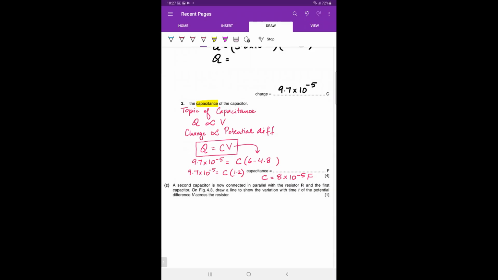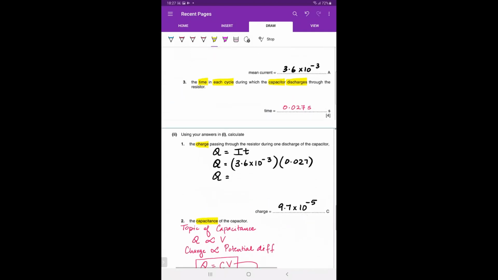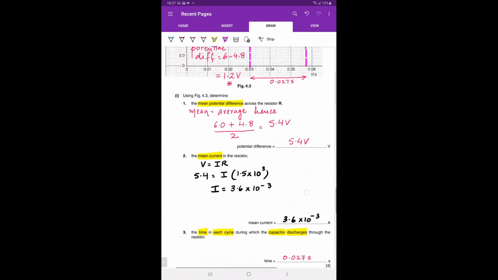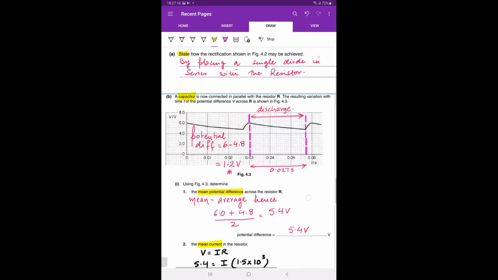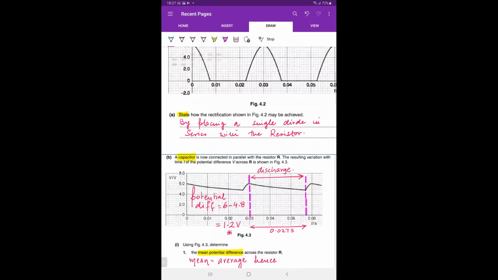ओके, सी पार्ट के अंदर a second capacitor is now connected in parallel. So now we have multiple capacitors. The second one is connected in parallel. And they're asking you to draw a graph to show how the new shape of the graph would look like. So since you have a second capacitor in a parallel combination, that should provide a better smoothing. So diagrammatically speaking, this is how the new shape of the graph would look like. Mustard color से बना देता हूँ, थोड़ा सा obvious ज़्यादा हो जाएगा.